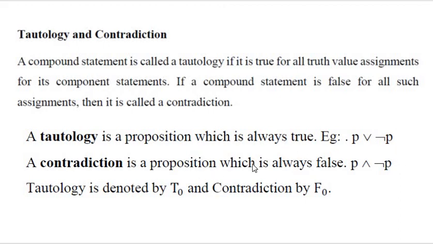A contradiction is a proposition which is always false. For example, if you consider P and negation P, in the truth table we can see that P and negation P assumes the value F. So, it is a contradiction. Tautology is denoted by T naught and contradiction is denoted by F naught.